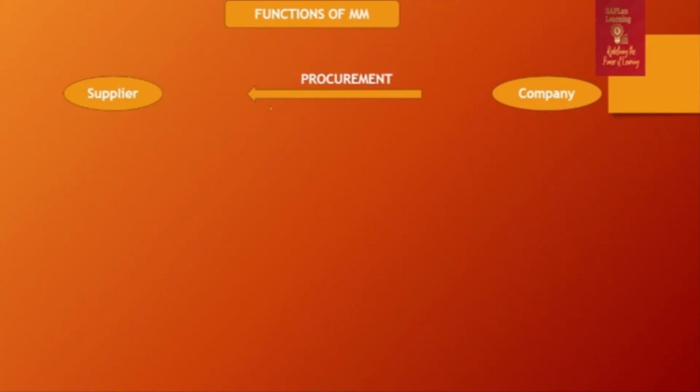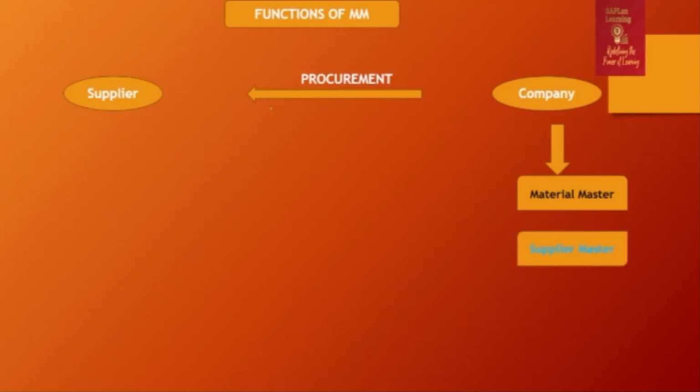Let's say we need to purchase some spare parts or raw materials, for which we need to maintain the master data for those materials in the SAP system. So for that, we need to create a material master. Not just materials, we may purchase services from the external supplier, for which a service master is also required. Since our business purchases from a supplier, supplier master data is also required, otherwise known as vendor master data.